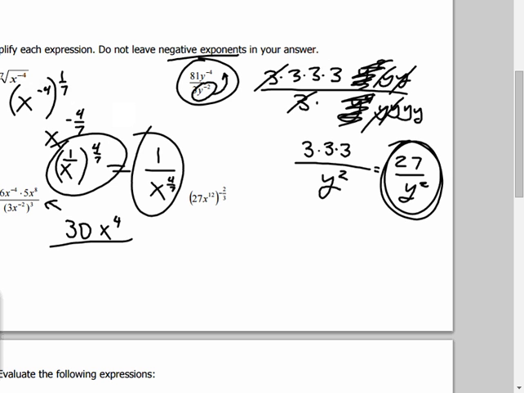All over 3 to the 3rd is 27. X to the negative 2 to the 3rd is x to the negative 6th. Why can't I leave it like that? These guys aren't happy where they are. They need to move up here, and I need to reduce that.